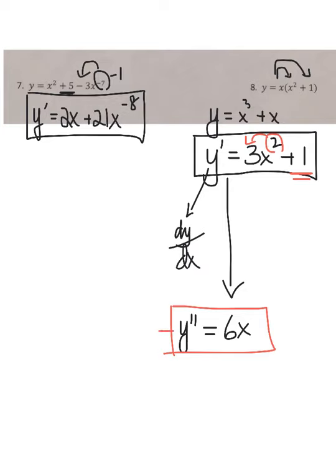Now, FYI, you'll see it coming down the pike. Sometimes they will write it like this. Okay, so when you see the little 2's with the dy's and the dx's, that means second derivative. If you saw 4's, that would be the fourth derivative. Don't worry, we're not doing that, but just so you get the general idea.